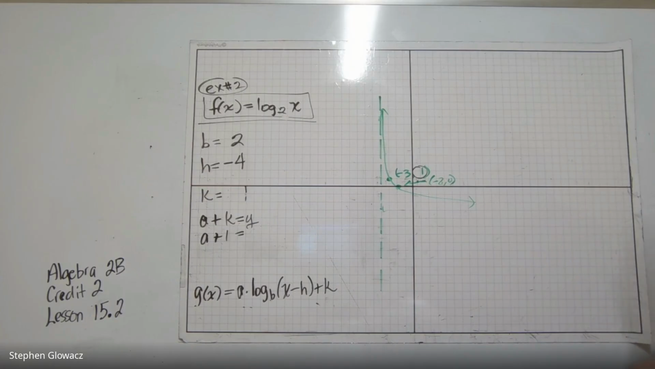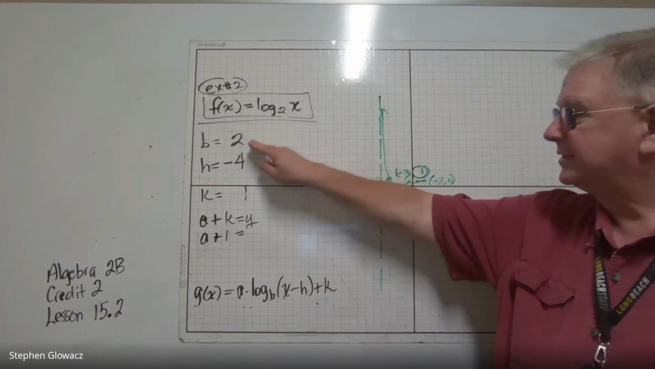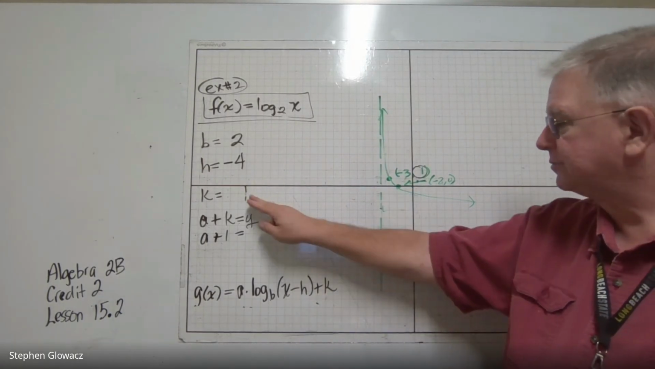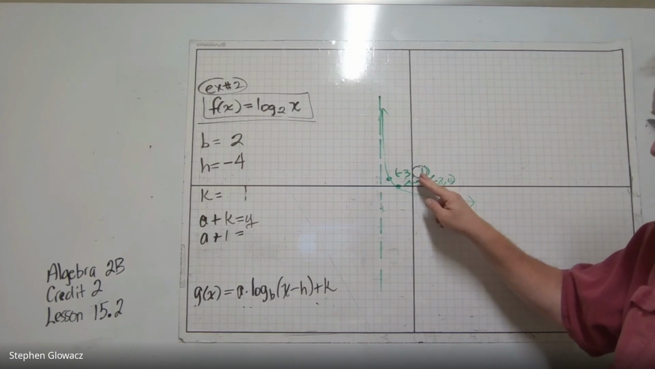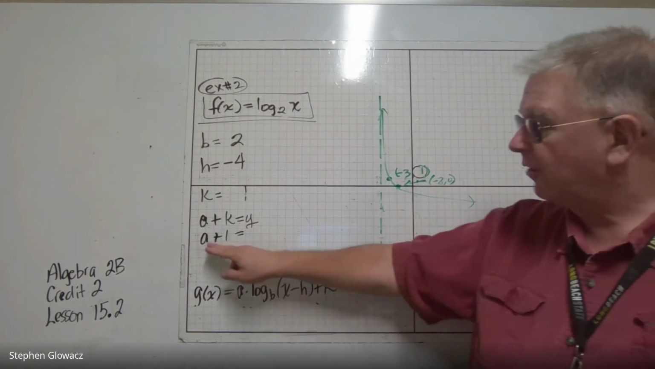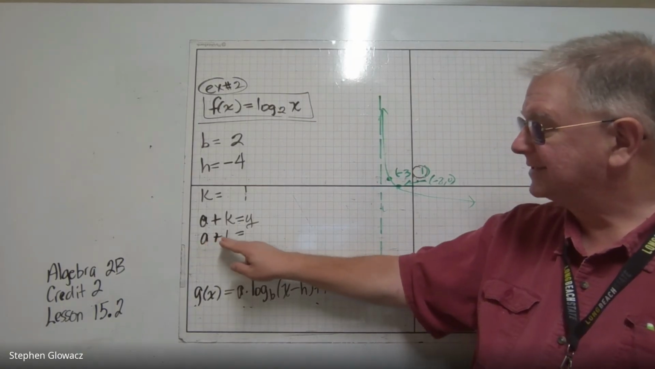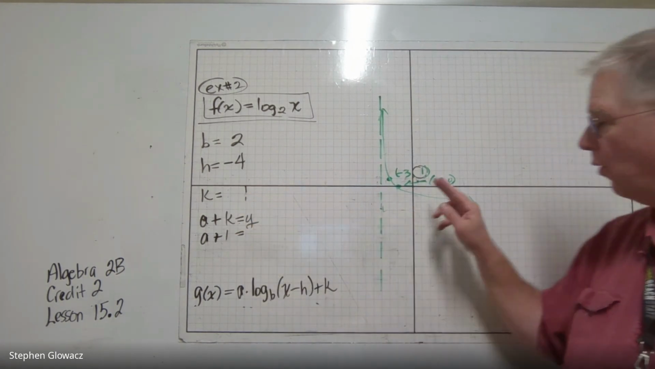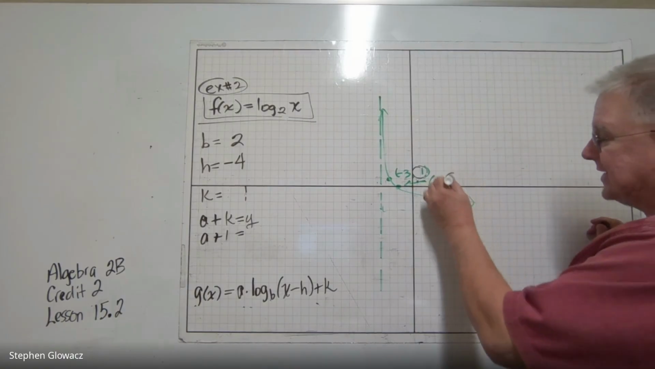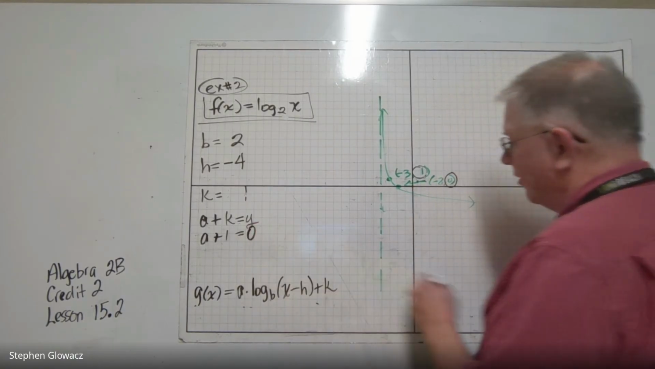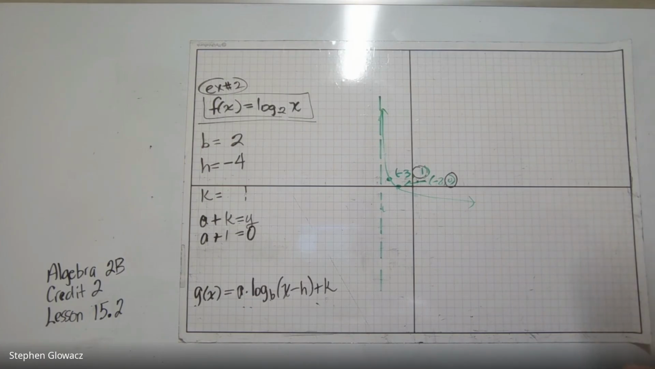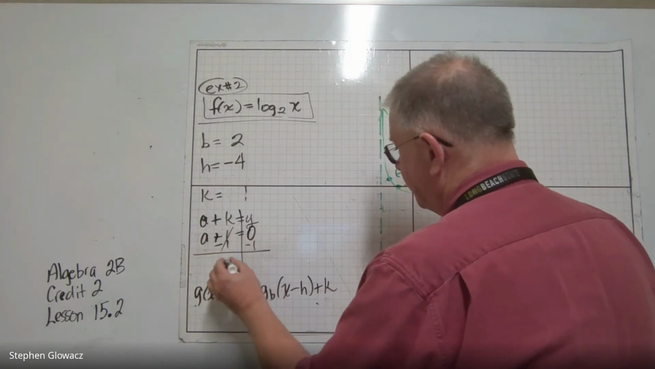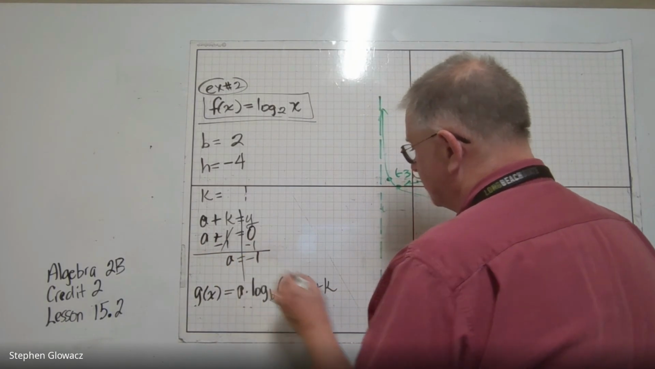All right, so to review, again, base is 2. H is negative 4 from our asymptote. K is positive 1, the y coordinate from that first reference point. And now solving for A plus K. K is, again, 1, and then y is the y coordinate from the second reference point, which is 0. All right, so now we're going to solve for A. We have A plus 1. The opposite of adding 1 is to subtract 1. The 1s cancel out, and 0 minus 1 is negative 1.